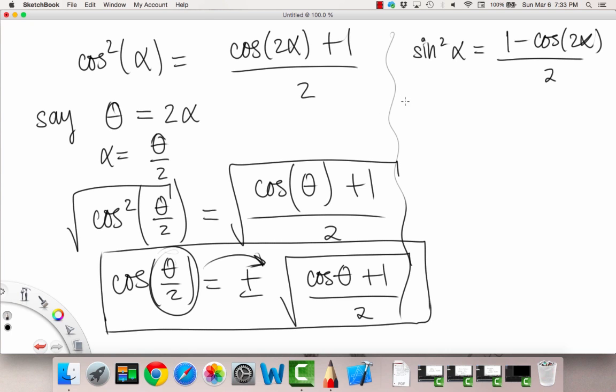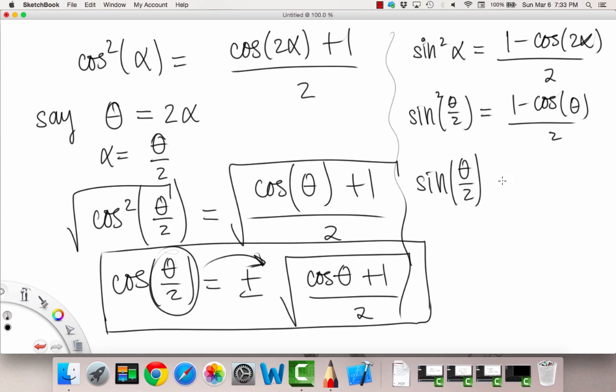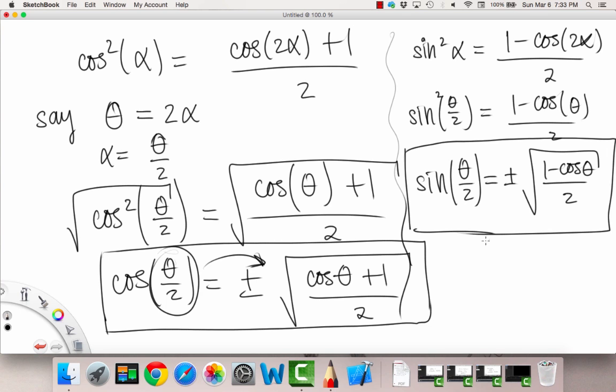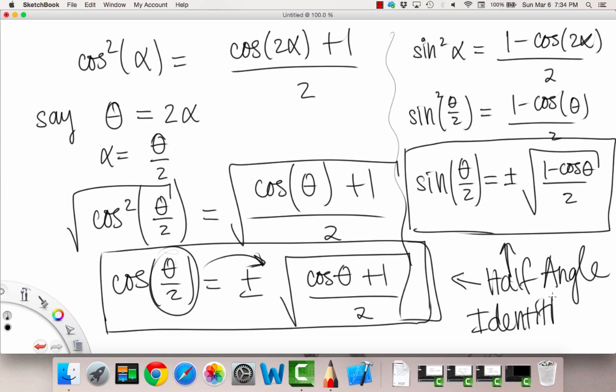Let's say we replace, again, that alpha with theta over 2. So we get sine of theta over 2, squared, is equal to (1 minus cosine theta) divided by 2. So the half angle identity for sine is going to be plus or minus the square root of (1 minus cosine theta) and then divided by 2. So both of these together, the one I'm boxing now as well as this one down here, are called our half angle identities. And I'll show you how to use it in an example on the next slide.